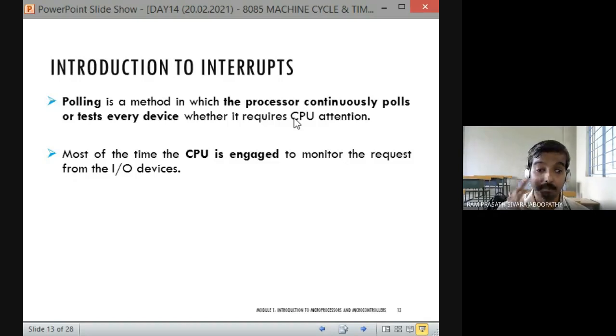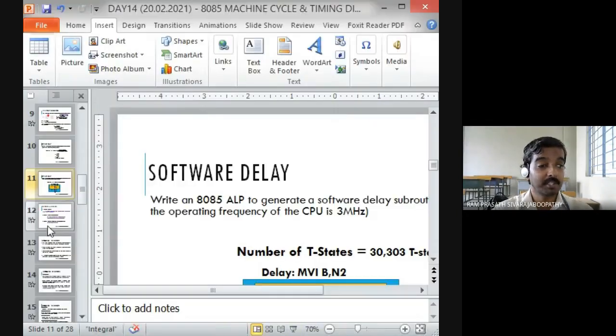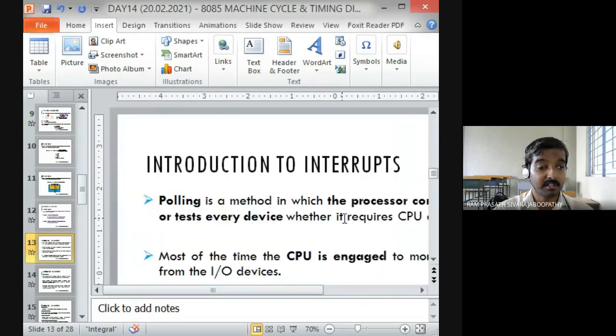So most of the time the CPU is engaged to monitor the requests from the input output devices. In the main routine you write, it has to keep polling periodically. Then only it knows whether any device has to be serviced or not. When a device requests, in polling the processor will check whether any input device needs any operation to be performed, and that will be done by the CPU. The next thing, a considerable amount of the time of the CPU is used to poll the IO devices.